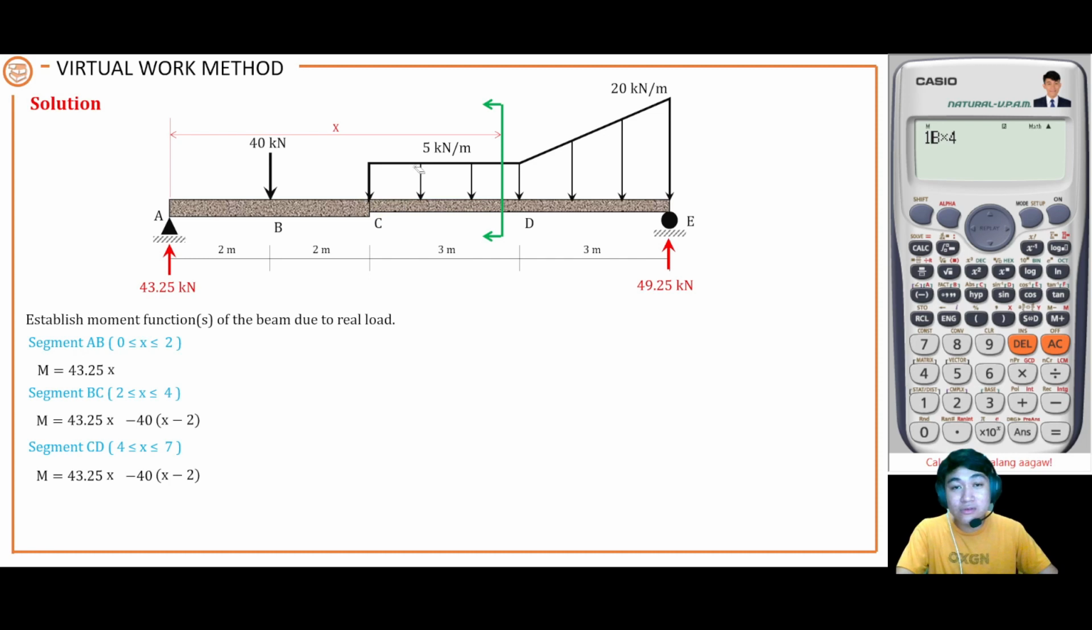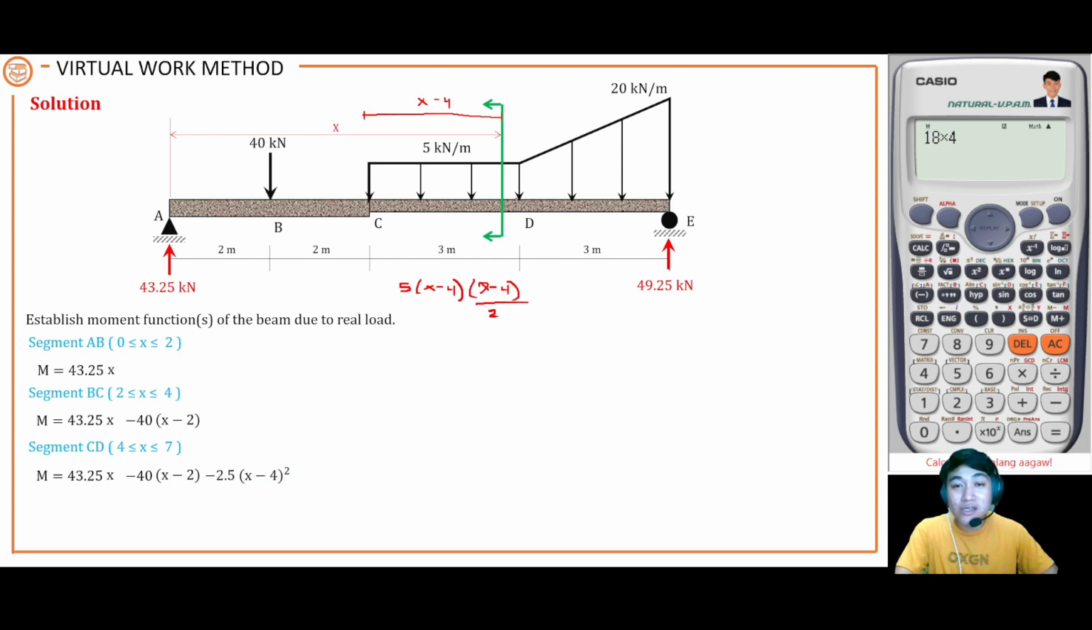And then the uniform load. The length of this uniform load is x minus 4. So the resultant is counterclockwise, negative 5 times x minus 4. That is the resultant. And then the distance is x minus 4 over 2. Now you simplify this. This will be 2.5 times x minus 4 squared.